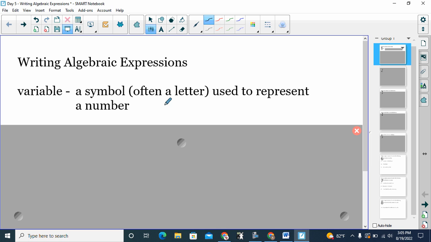The most common variable we use is x. Sometimes we might use n or y or some other variable. But any symbol used to represent a number is called a variable.